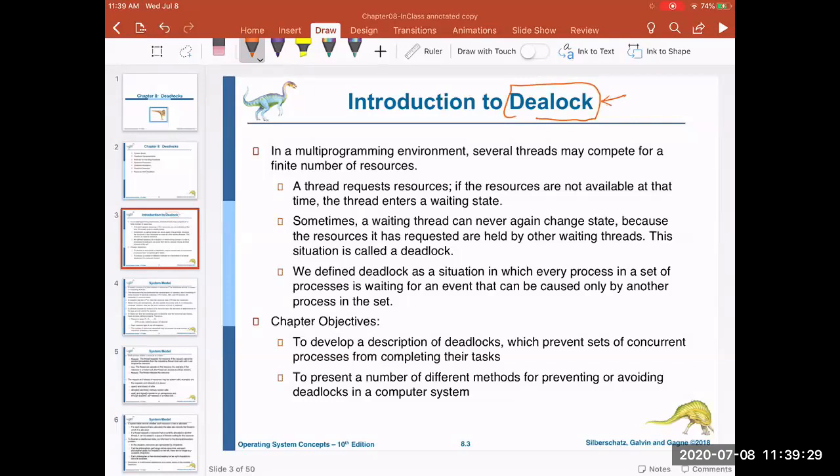What are the scenarios when a deadlock can occur? How can we prevent the deadlock, and how can we avoid the deadlock? So different scenarios we are going to discuss, focusing on why this deadlock would happen, because the resources are being shared, and how we can avoid that. This deadlock situation happens in a multi-programming environment.